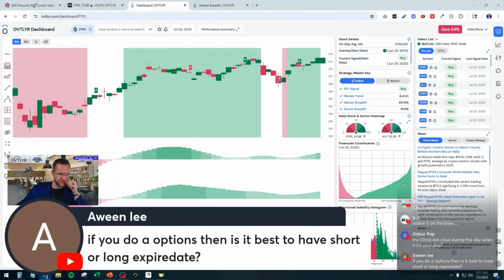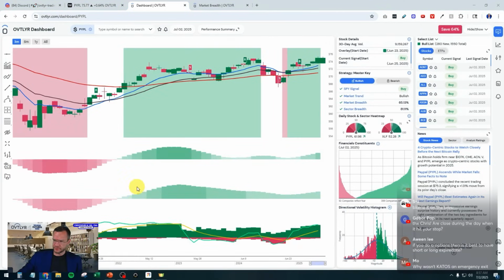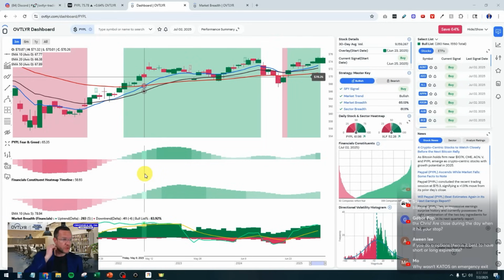If you do options, is it best to have a short or long expiration date? My starting point is 21 days to expiration. Now, you can't always hit 21 days, of course. So I'll look as close as I can.